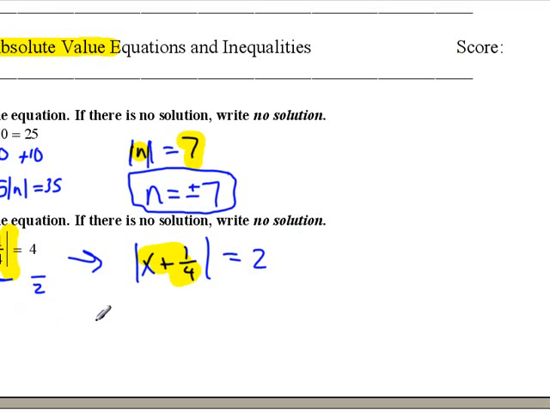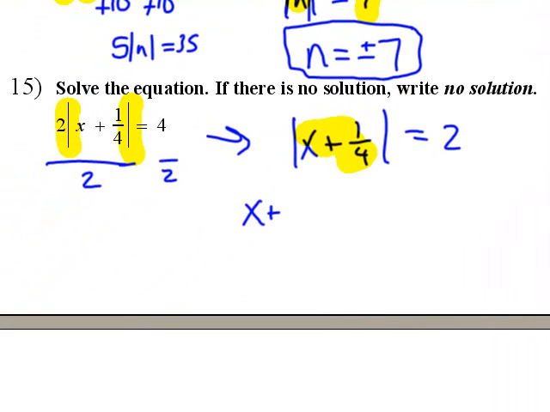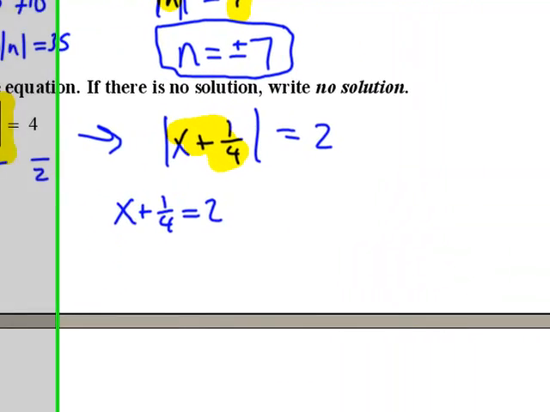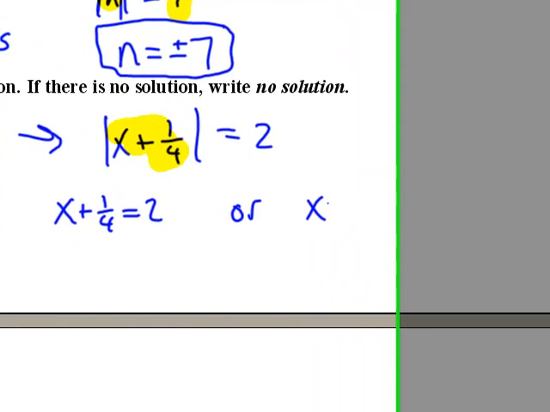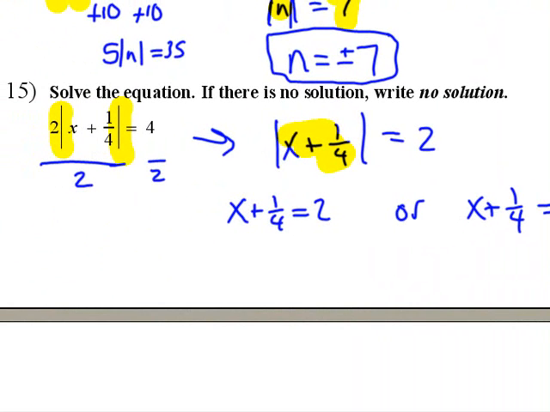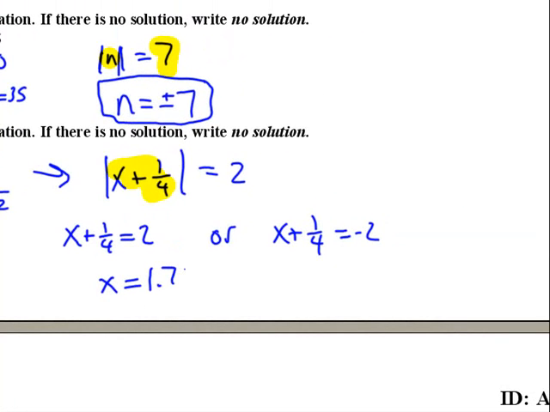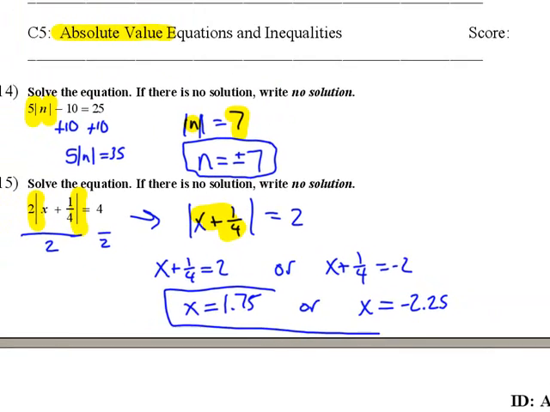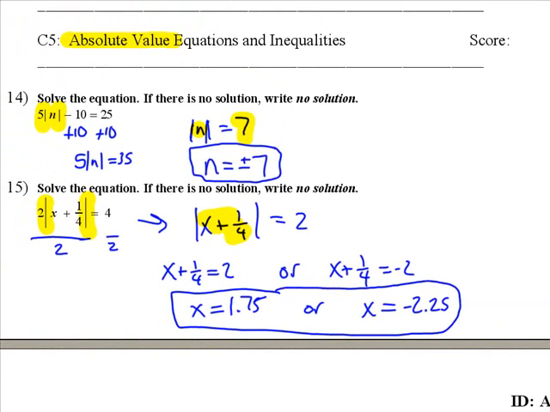That's actually two separate equations that I don't think we want to try to solve in our head. So let's split them out. That could be 2 or that could be negative 2. And let's just go ahead and solve away. If I subtract a quarter from 2, what do I get? 1 3/4. And if I subtract a quarter from negative 2, I get negative 2 1/4. So here are my two answers. x could be 1.75 or x could be negative 2.25. If we plug either of these into the original equation, they will work, and I'll leave the check for you. That's numbers 14 and 15.